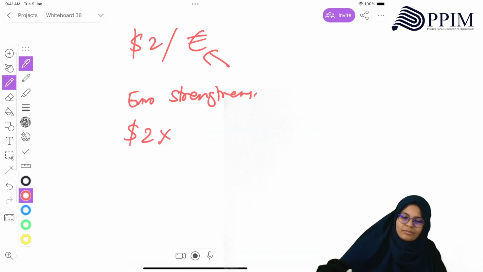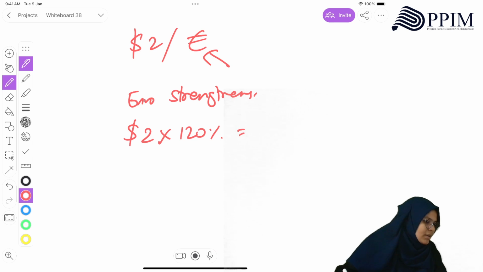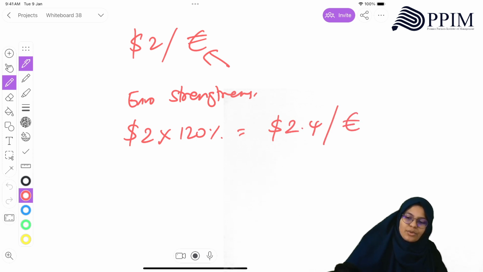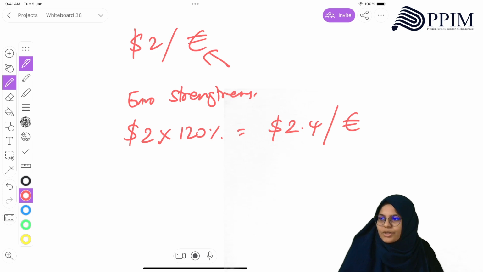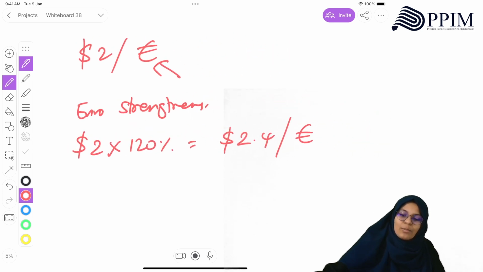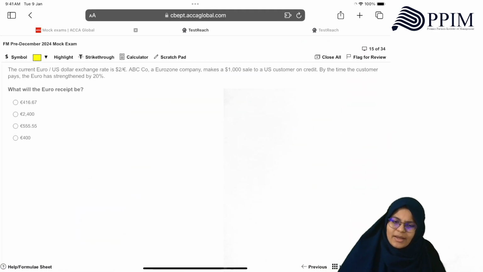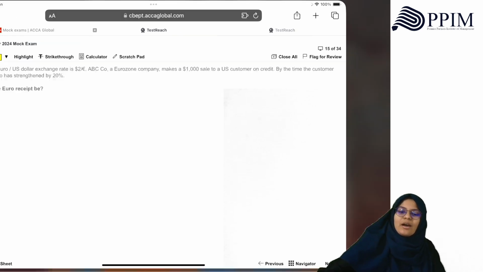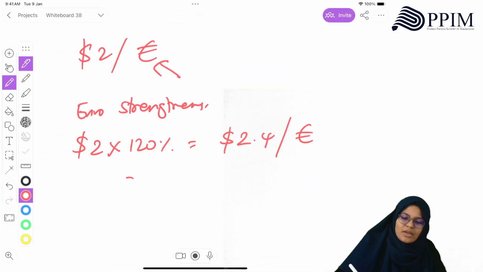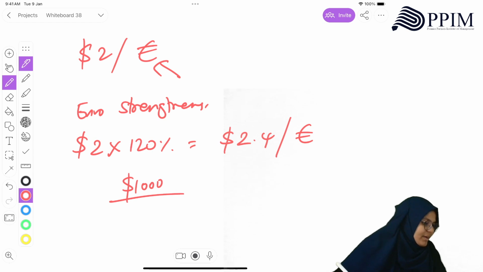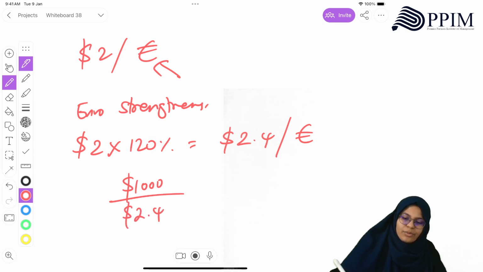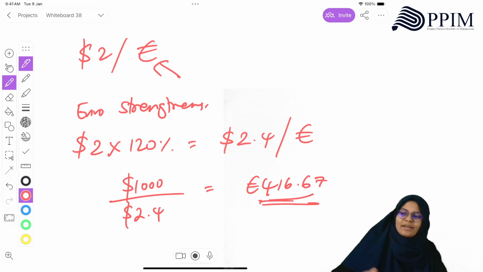So I put it as 120%. It will become $2.4 for the euro. $2.4 to the euro, right? So now let's see how much I'm getting. I think it was $1,000, right? Yeah, so I'm going to sell to a US customer. He's going to give me $1,000. When I convert, how many euros will I get? Simple. Okay, so $1,000 divided by 2.4. So that will be 416.67 euros. That's how much I will get to hand.